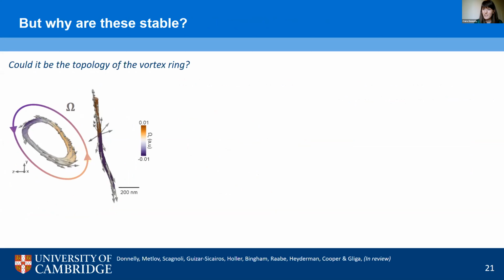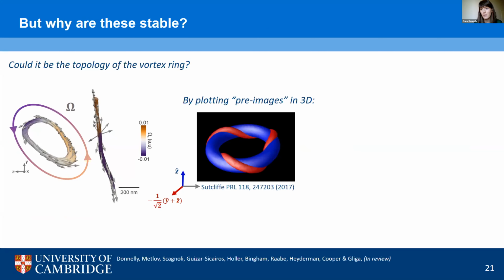So we can go on to consider quickly the topology of the vortex ring. And in order to do this, we take inspiration from our colleagues who are looking at magnetic Hopfions by plotting pre-images in 3 dimensions, where a pre-image is an isosurface corresponding to a certain direction of the magnetization. Here, for example, the blue loop corresponds to the magnetization pointing in Z, and the red corresponds to the magnetization pointing in a different direction.